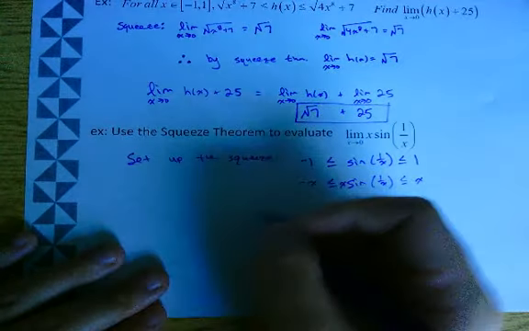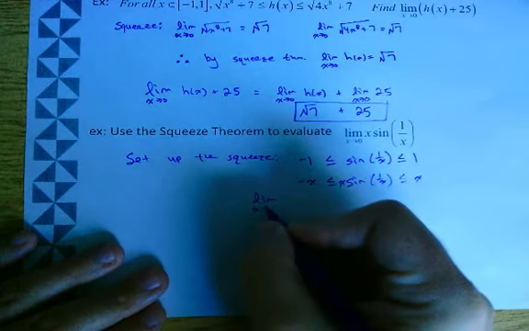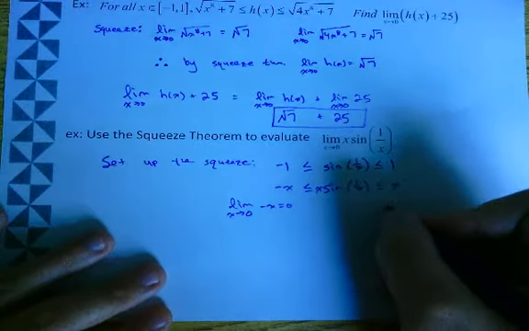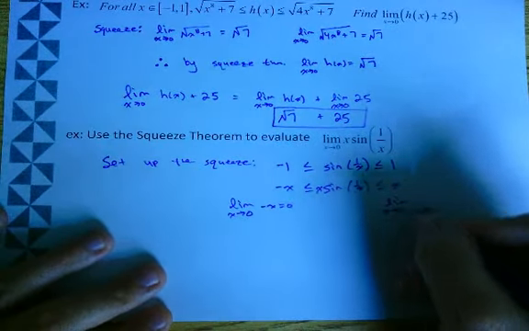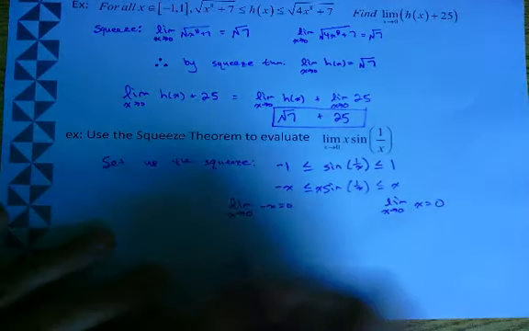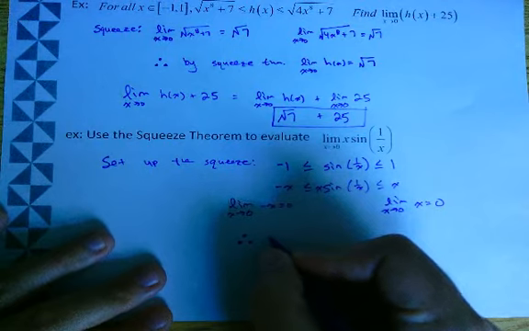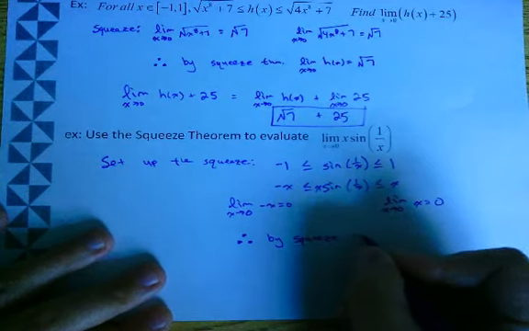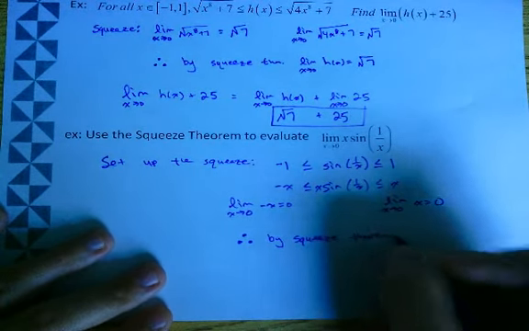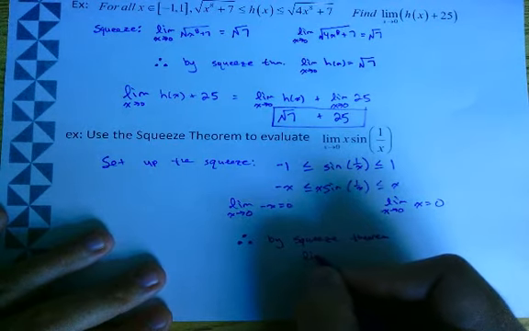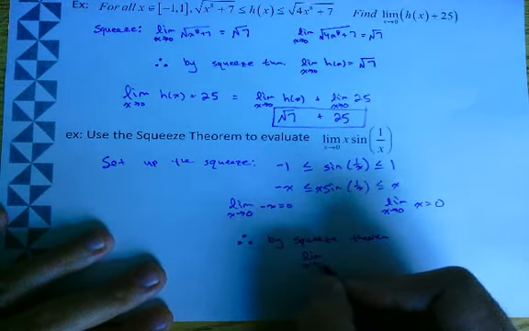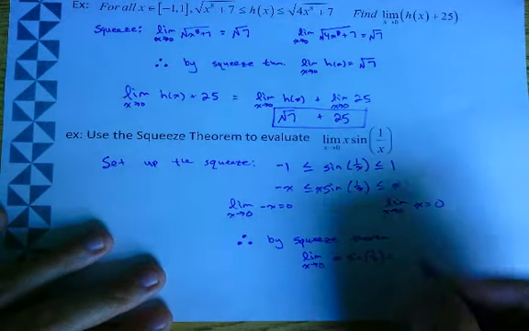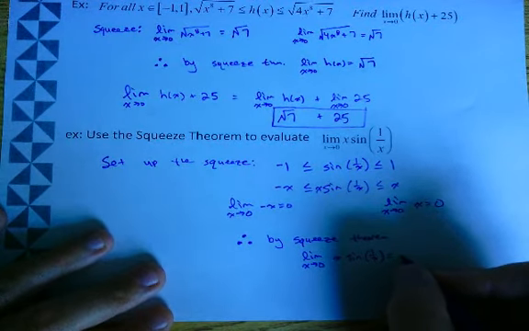So now I can use the squeeze. The limit of -x is equal to 0, and the limit as x approaches 0 of x is also 0. So then by that squeeze theorem, we're going to get that the limit as x approaches 0 of x sine of 1 over x is indeed 0.